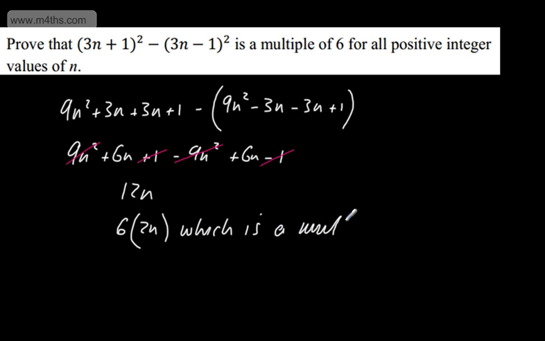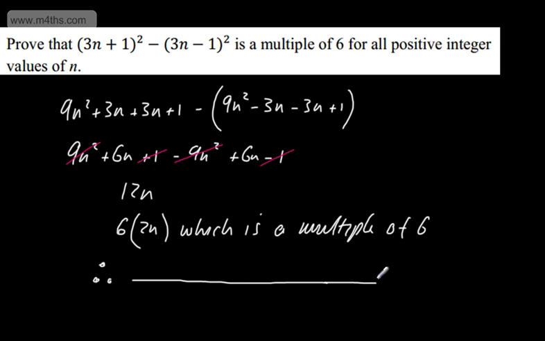So, a multiple of 6, and just jotting it down, therefore, and then I'm simply going to write out the statement that I was given. As a multiple of 6, we can show that we can take out this factor of 6.